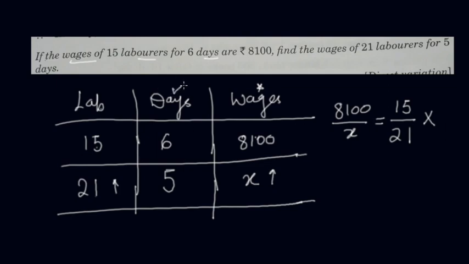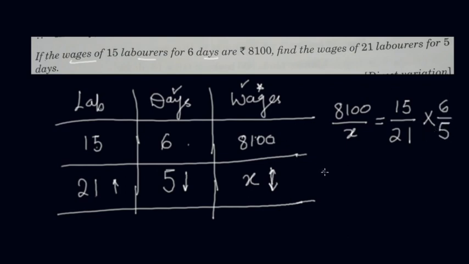Now you compare days with wages. Don't look at laborers at all. If the number of days is 6, the wages is 8,100. If the number of days is going down, will the wages go up or down? It will actually go down. Is it direct proportion or inverse proportion? It's actually direct proportion. Look, both the arrows are in the same direction. So I will multiply by 6 by 5.